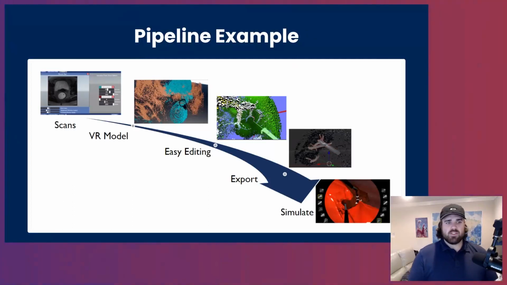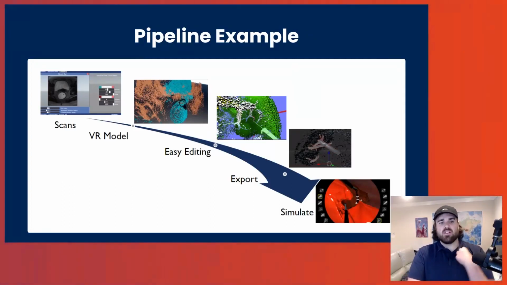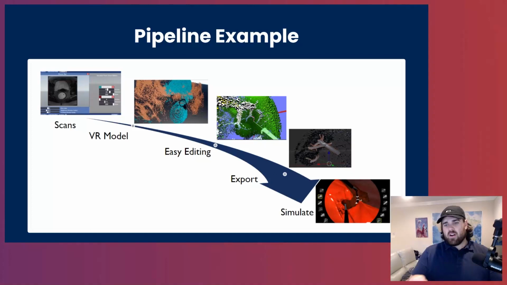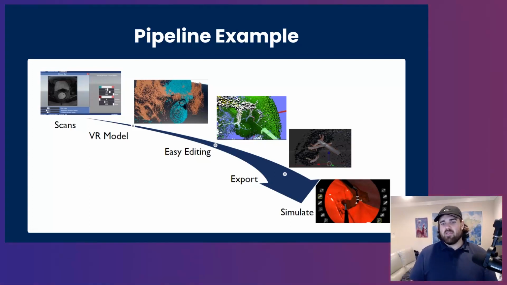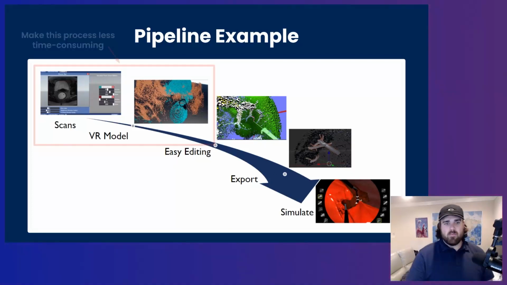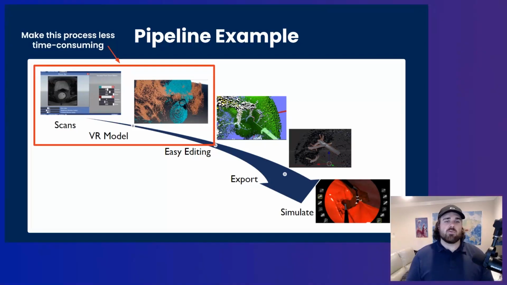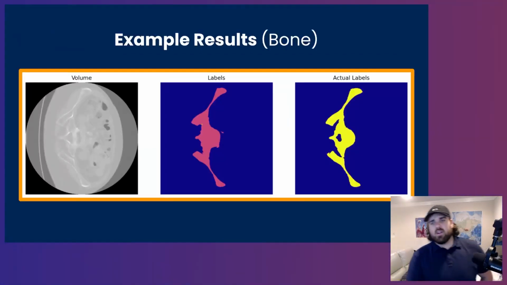This is what the pipeline looks like for a doctor, where you have the scan, then the VR model. From the VR model, you can go in and change the labels, and say where the veins are and so on. Once you have all the veins, you can go in and simulate. The step that I'm trying to make less time consuming for the doctor is the step between the scans and the VR model. So here are some of my results.